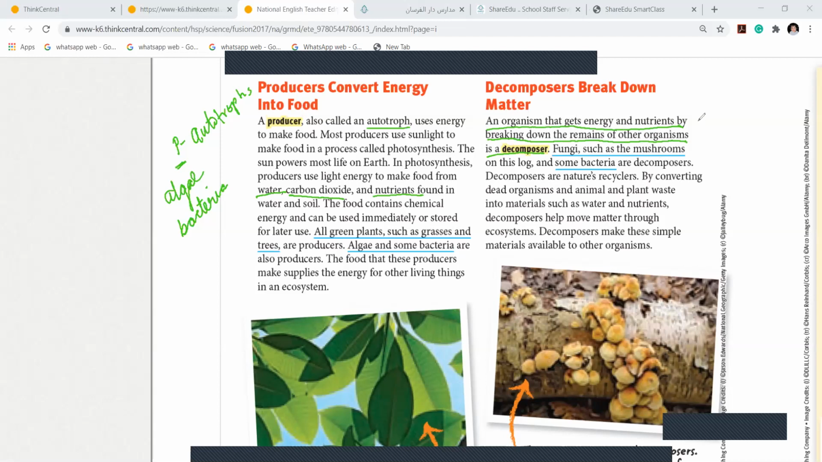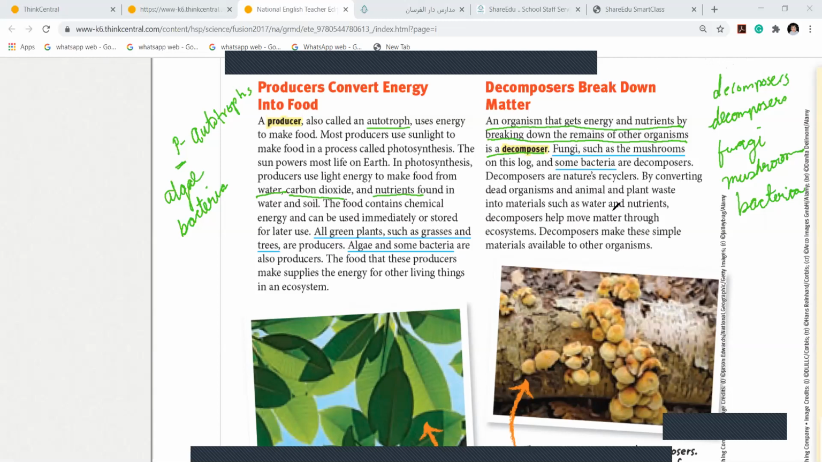When I say decomposers: fungi, mushrooms, and also some bacteria. Are earthworms decomposers? Girls, this doesn't go with my handwriting. Yes, Jyoti, you were asking me something. Are earthworms decomposers? No, they're not decomposers.